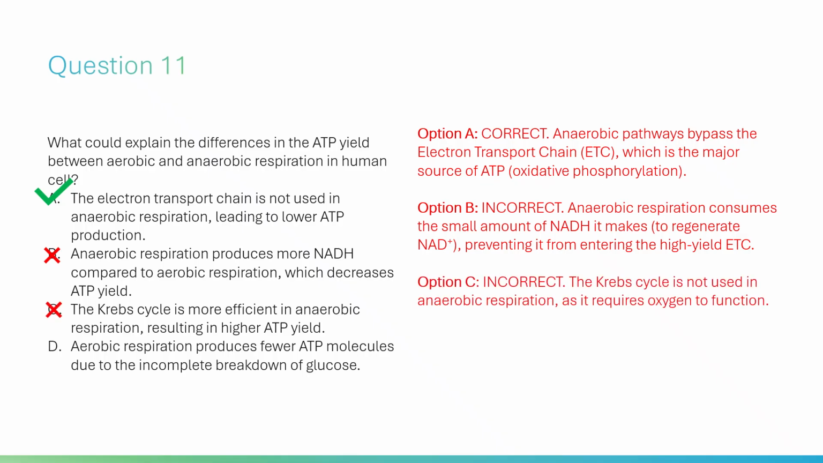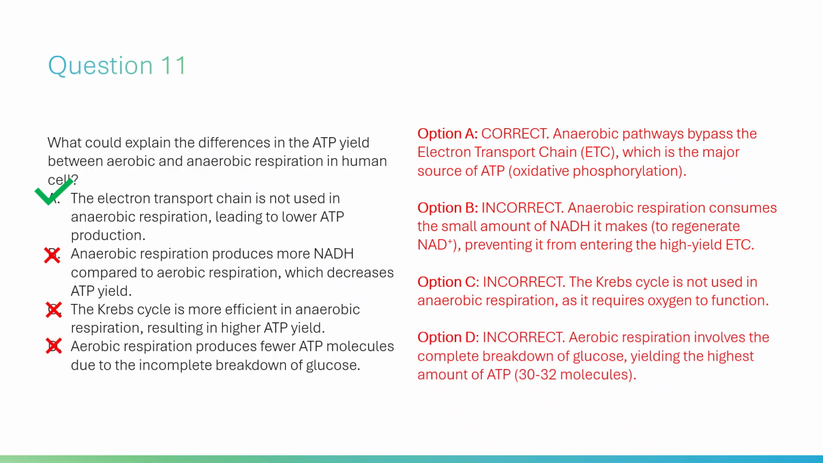Option C, incorrect. The Krebs cycle is not used in anaerobic respiration, as it requires oxygen to function. Option D, incorrect. Aerobic respiration involves the complete breakdown of glucose, yielding the highest amount of ATP, 30 to 32 molecules.